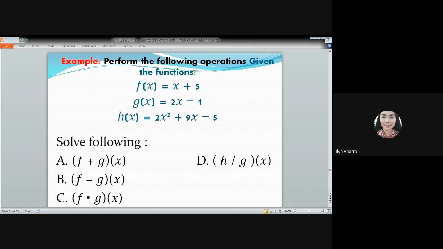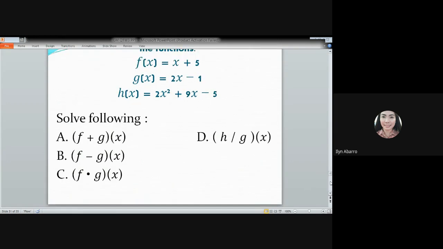Okay, given f of x is equal to x plus 5, g of x is equal to 2x minus 1, and h of x is equal to 2x squared plus 9x minus 5. Let's solve the following. Okay, letter A, f plus g of x, B, f minus g of x, C, f times g of x, and D, h divided by g or h over g of x. Okay, let's have the first one.